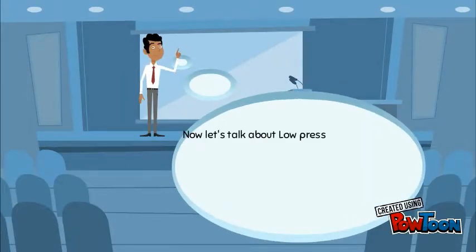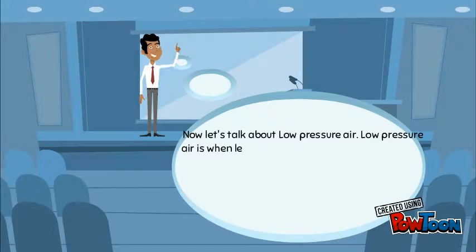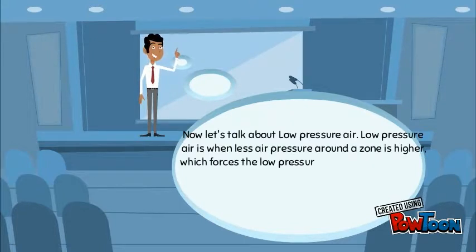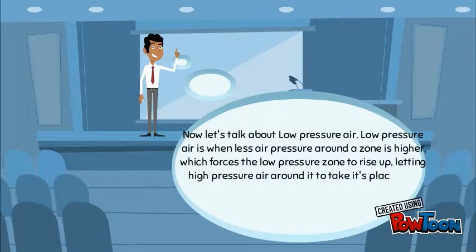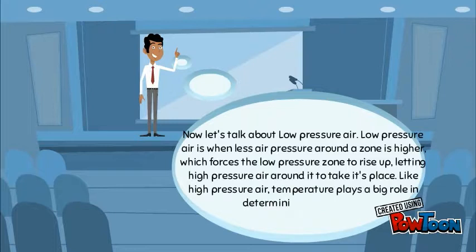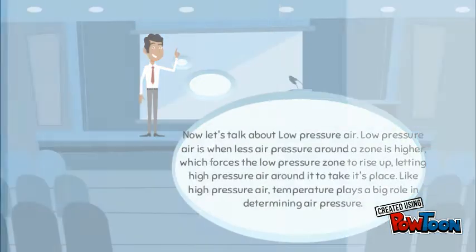Now let's talk about low pressure air. Low pressure air is when less air pressure around a zone is higher, which forces the low pressure zone to rise up, letting high pressure air around it to take its place. Like high pressure air, temperature plays a big role in determining air pressure.